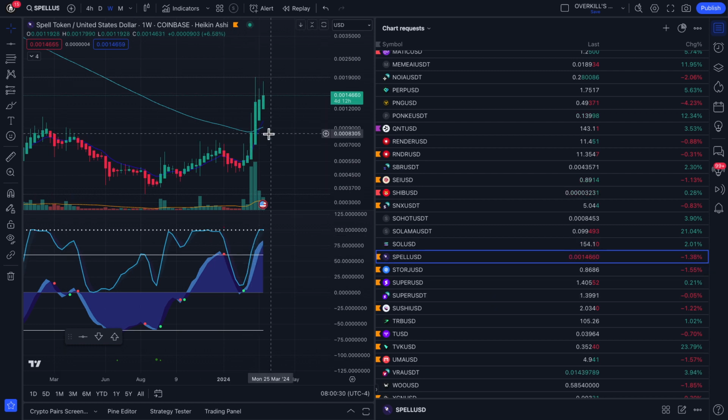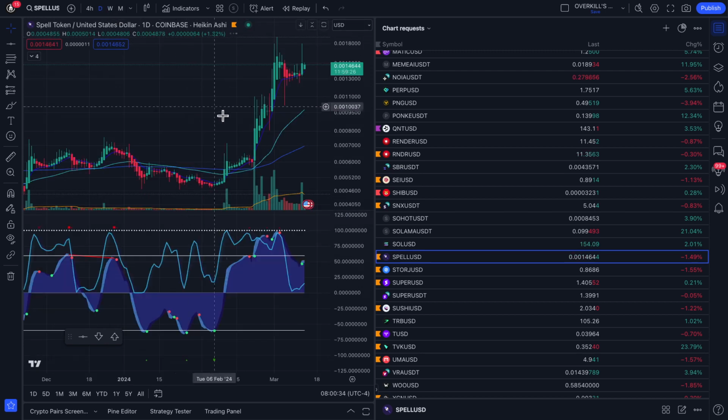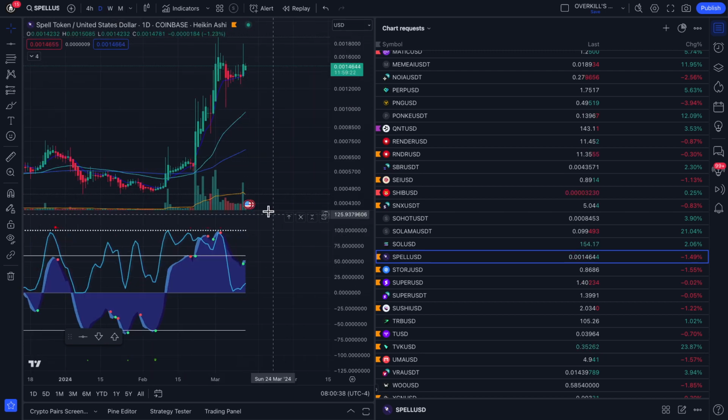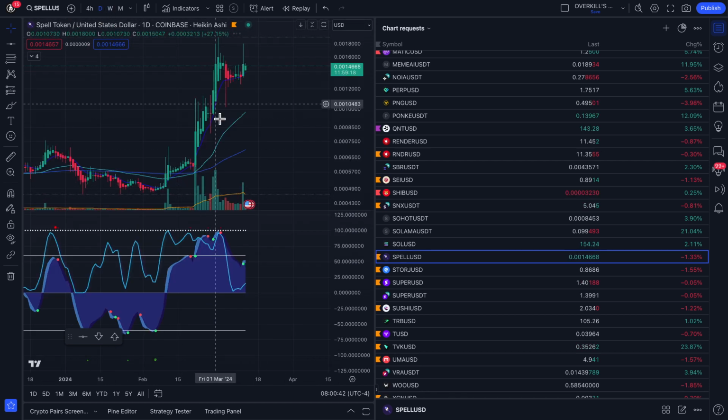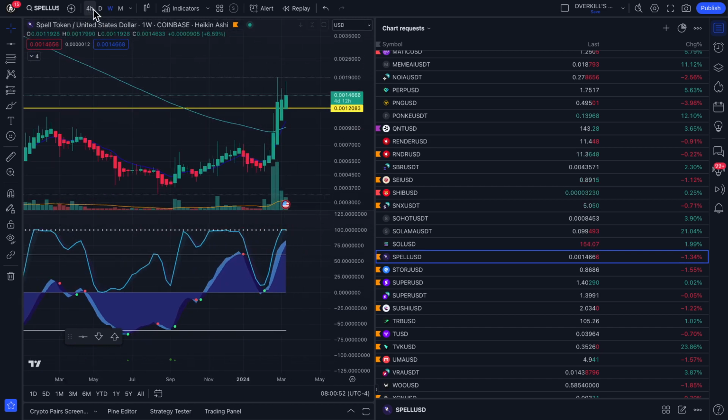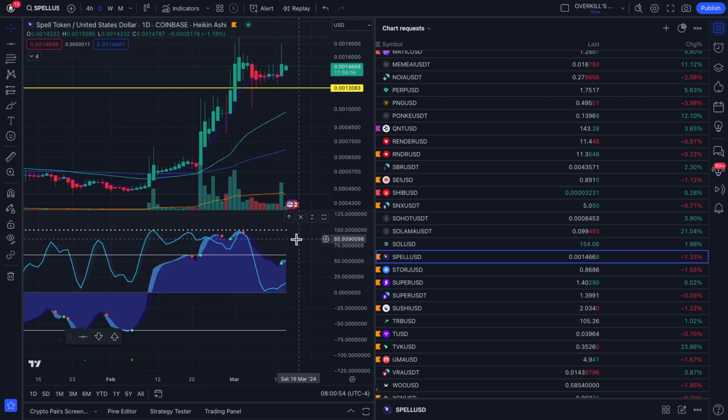Here's Spell. Spell sitting at 100 there. I'd be looking to take profits when the stochastic gets back up there on the daily. Now that we're up here on the weekly, play the daily. The daily needs to hit 100 now, and that's where you take profits. Use a stop loss on this one at 0.001. And again, waiting for the stochastic on the daily to get back up here to 100.